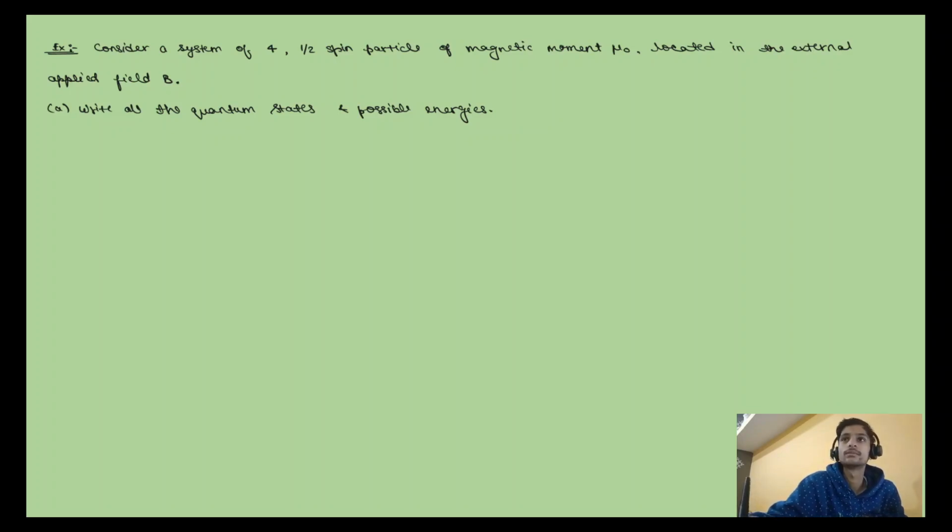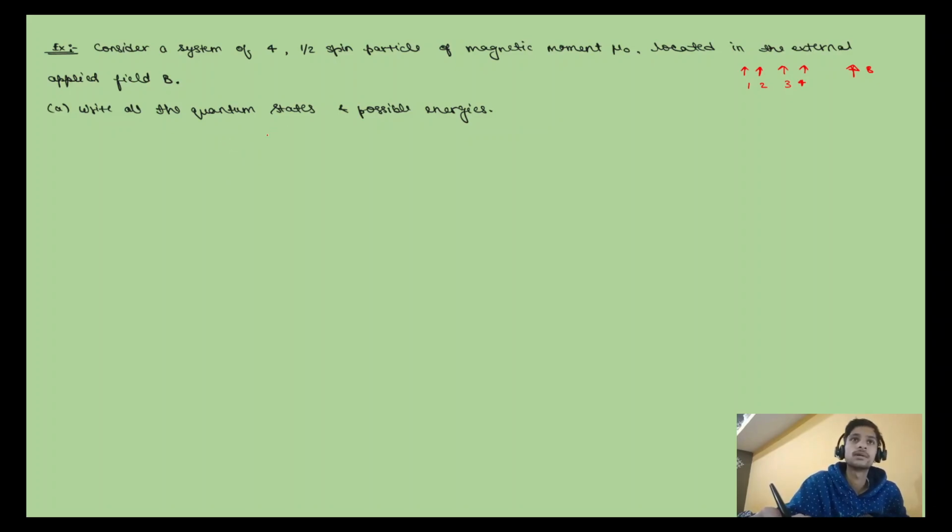So basically you have four spins which can be either up or down, right? So these are the spin 1, spin 2, spin 3, spin 4. So these are placed in an external magnetic field B, or let's say H. Then find out what are all the quantum states and what are all their possible energies.